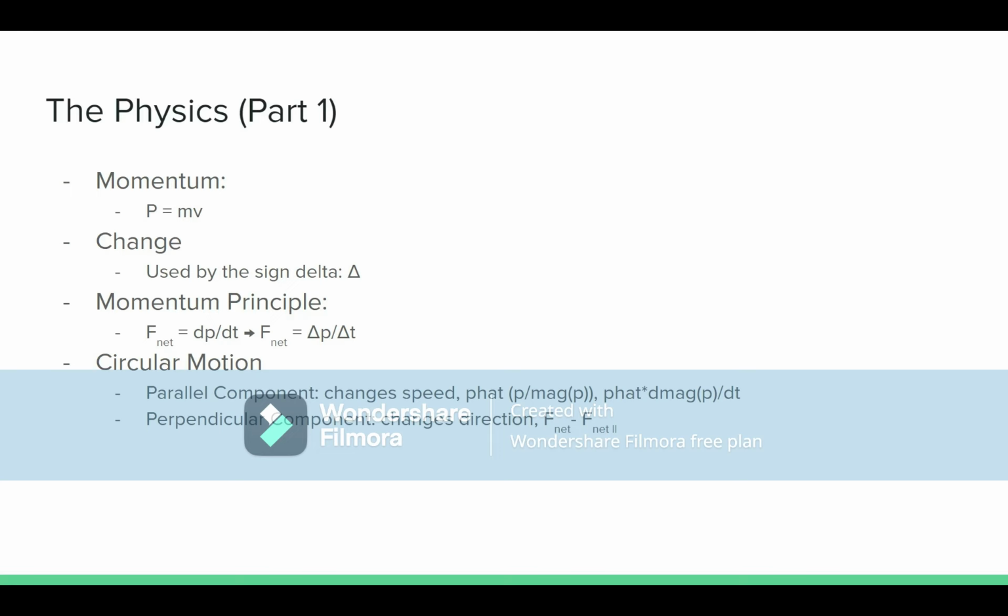And finally, in circular motion, there are two components. The parallel component, which changes the speed of an object. It involves p hat, which is found when you divide the momentum by the magnitude of the momentum, and the parallel component is equal to that p hat times the change in magnitude of the momentum divided by the change in time. Second, there's a perpendicular component, which changes the direction of the object, which is equal to the net force acting on the object minus the net force in the parallel direction.